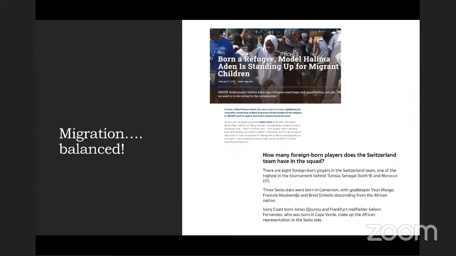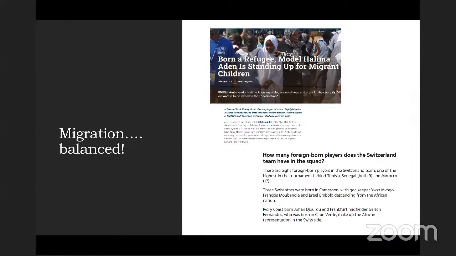There's an article there which is one of my favorites for when people try to say migration is not possible. Then I say: eight foreign-born players in the Switzerland national team, whose families came from Tunisia, Senegal and Morocco.